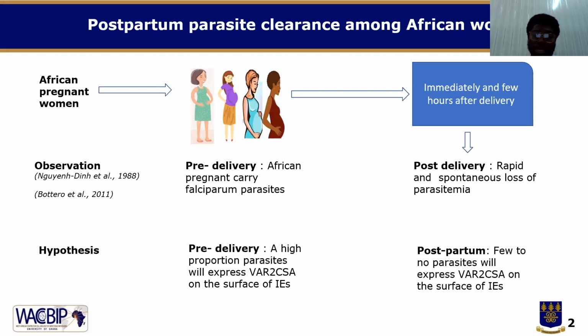So the hypothesis was that prior to delivery, a higher proportion of the parasites that circulate in these women should be VAR2CSA parasites that transcribe VAR2CSA and ultimately express the antigen on the surface of infected erythrocytes. Then a few hours after delivery, since the placenta has been removed, these parasites will lack a sequestration focus. That means they would succumb to splenic clearance, and such parasites will be cleared. So the proportion of parasites expressing VAR2CSA would be very, very small.